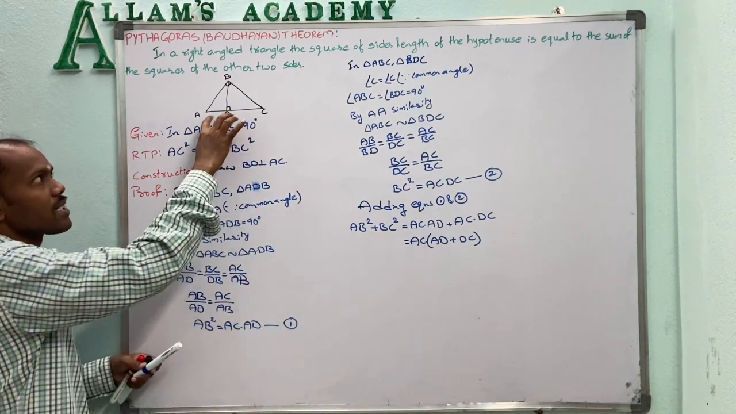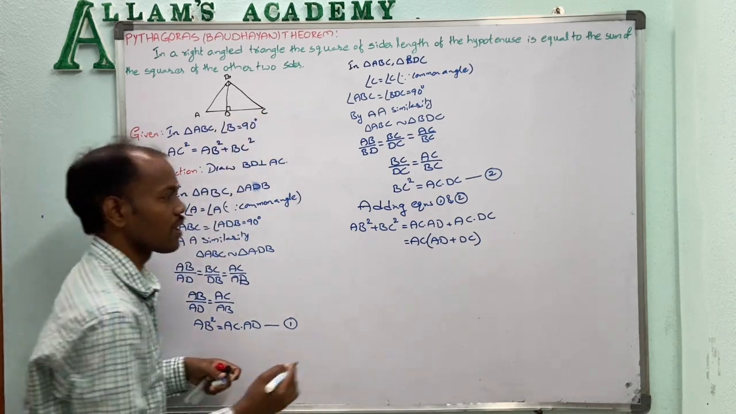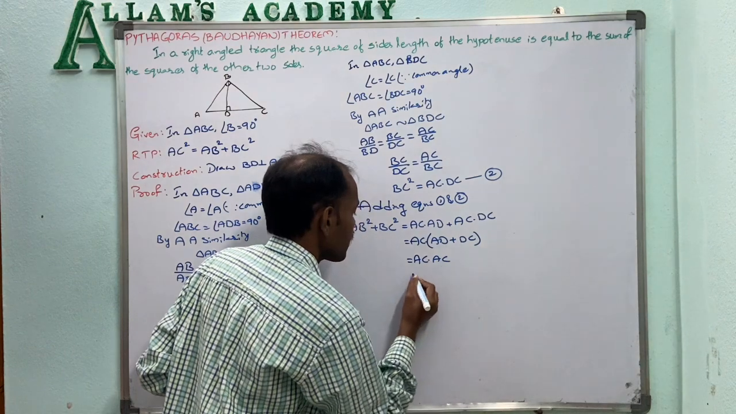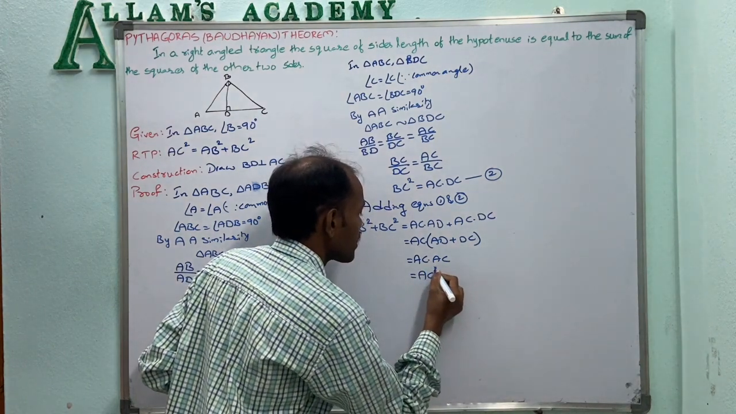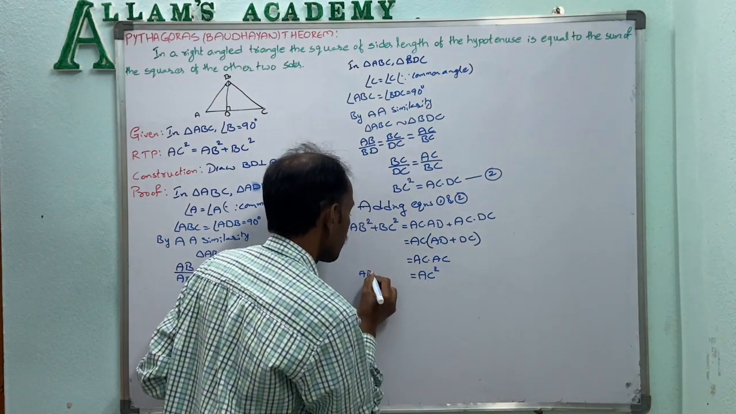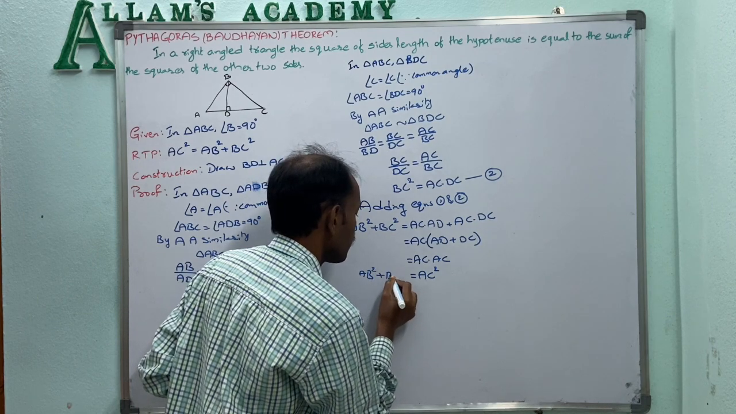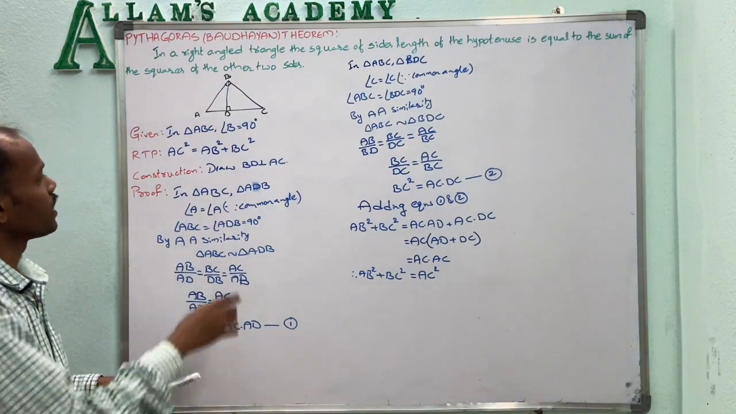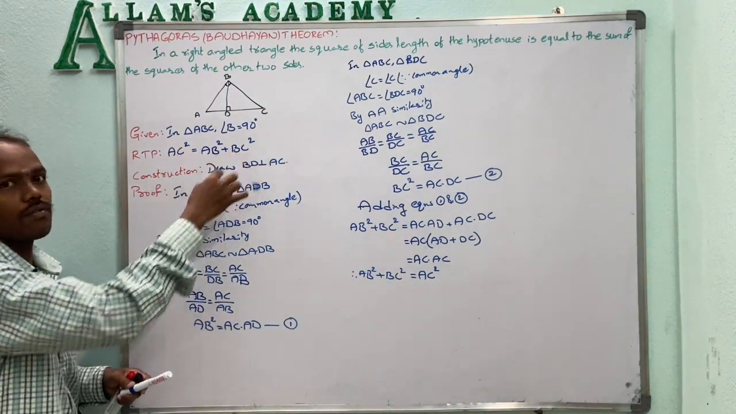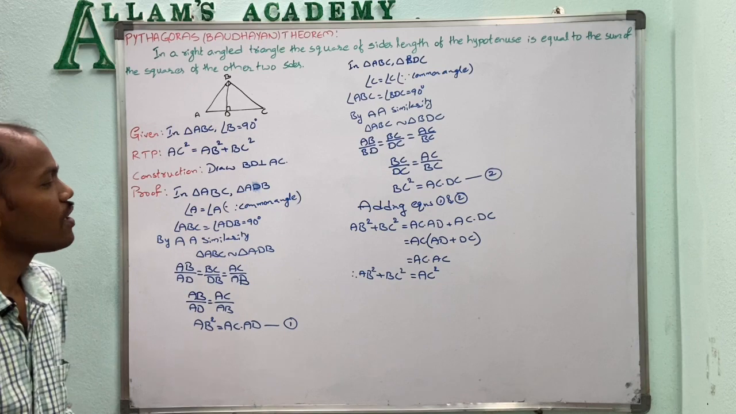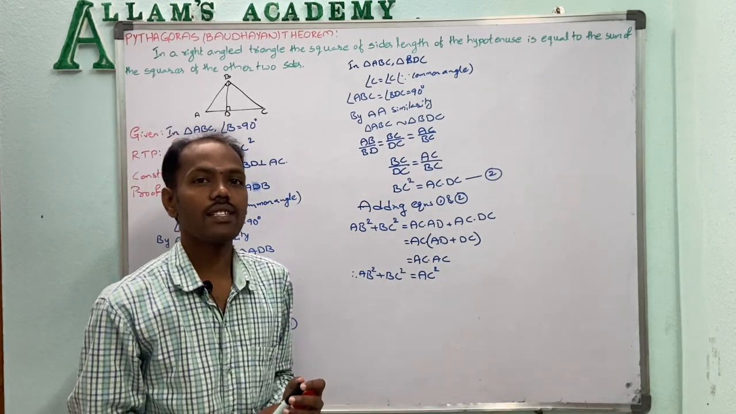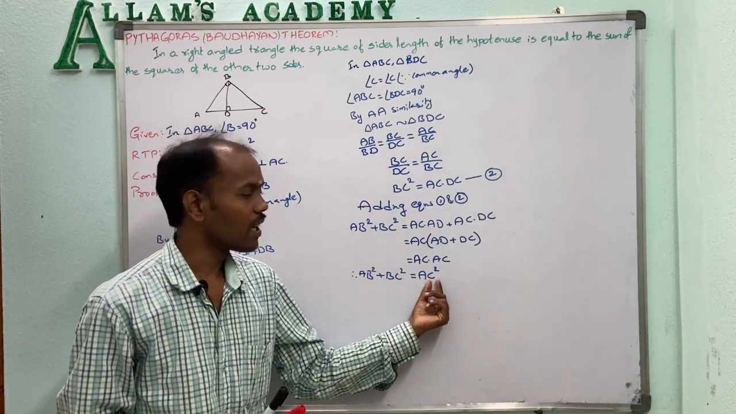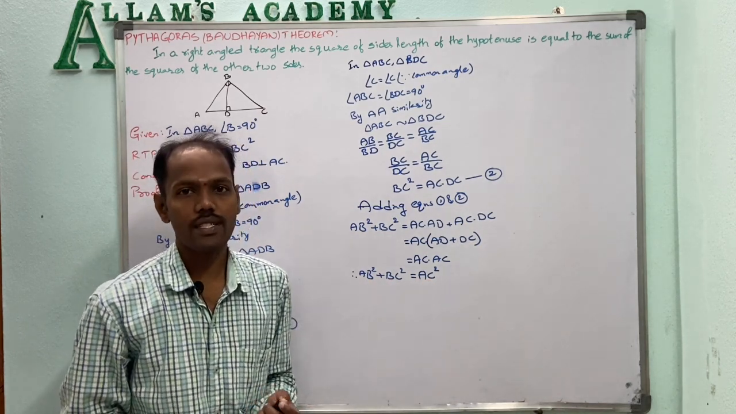So AD plus DC means that is nothing but total side AC. So AC into AC, that is equal to AC square. So AB square plus BC square equal to AC square. That is only our RTP. AC square equal to AB square plus BC square. So the sum of the squares of the sides is equal to the square of the hypotenuse.